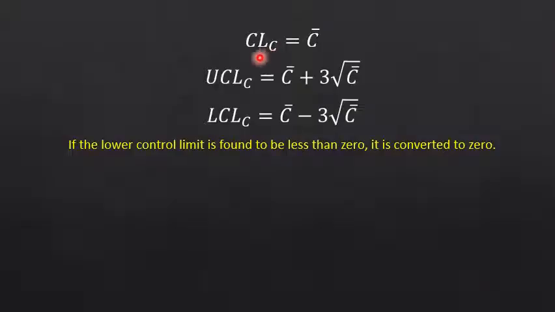So these are the formulas we are going to use in this question. The central line for the C chart is equal to C bar, the upper control limit is equal to C bar plus 3 under root C bar, and the lower control limit is equal to C bar minus 3 under root C bar. And you should remember that if the lower control limit is found to be less than 0, that is negative, then it is converted to 0.